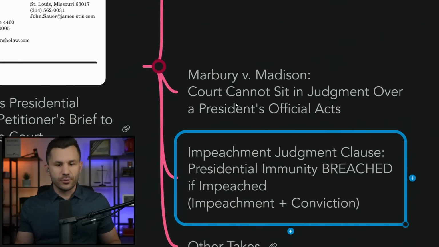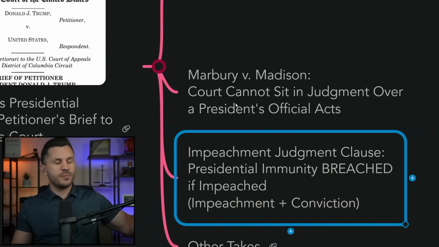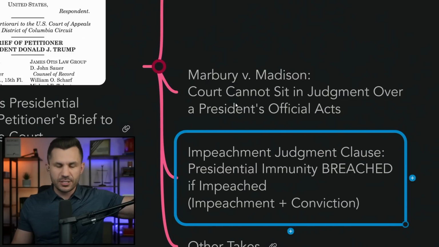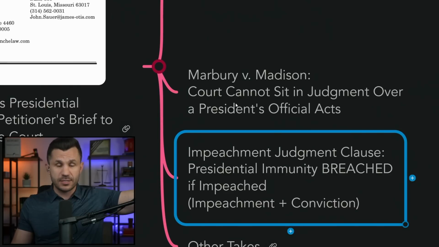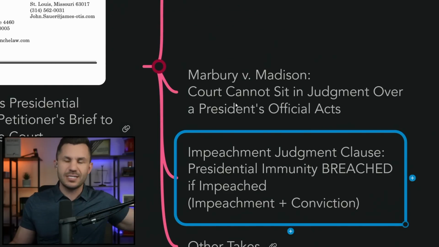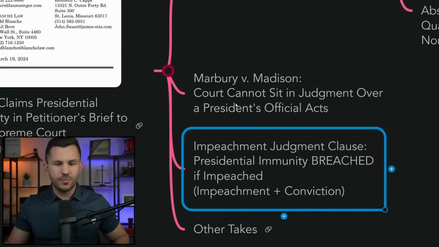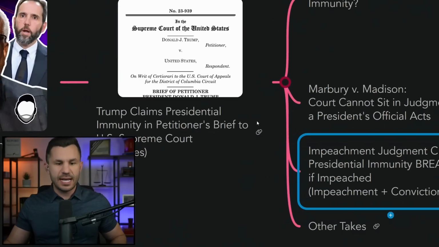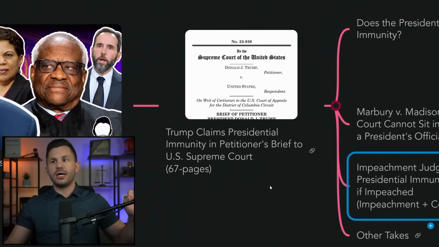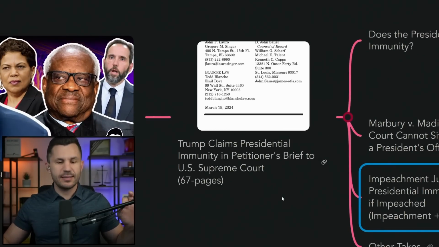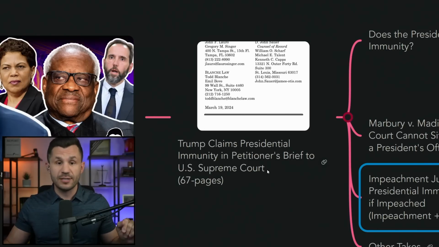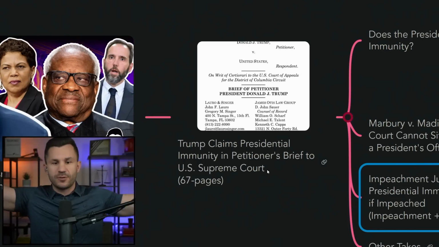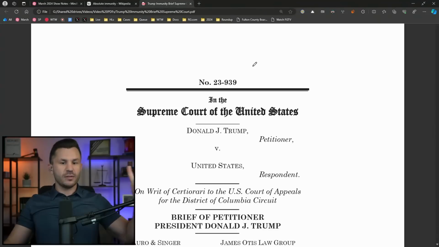And so Marbury versus Madison says that a court, their argument will be, cannot sit in judgment over a president's official acts. Because if the court can sit in judgment over the president's official acts, the court is the president, which nobody wants. That's a separation of powers problem. So with all that being said, that's the background, that's the foundation on this filing. And it is, I think, going to be one of the most important cases when decided that we'll see in this country, perhaps in our lifetimes, as it relates to the structure of our federal government. So with that all said, let's get into the brief.